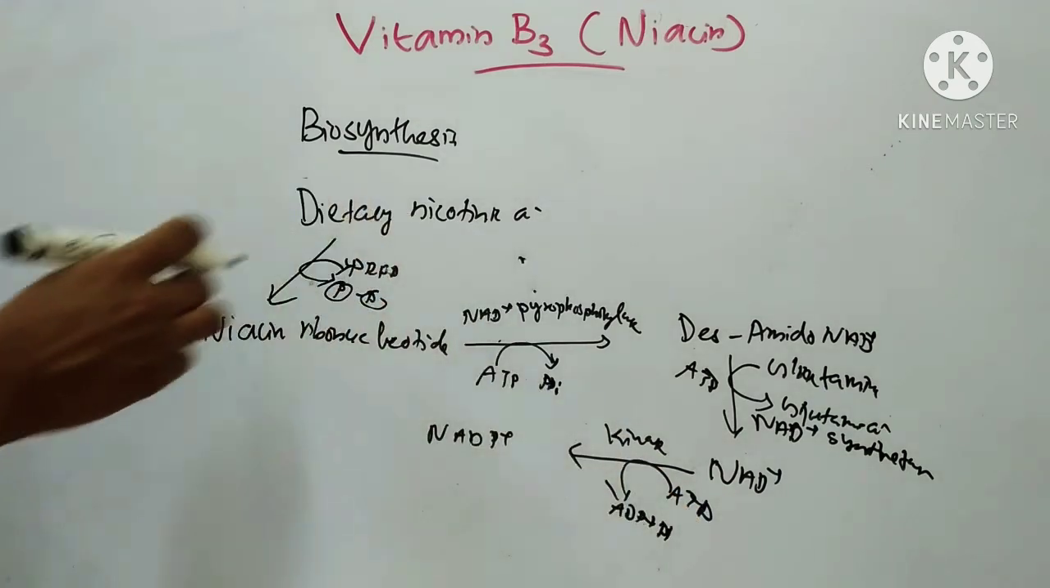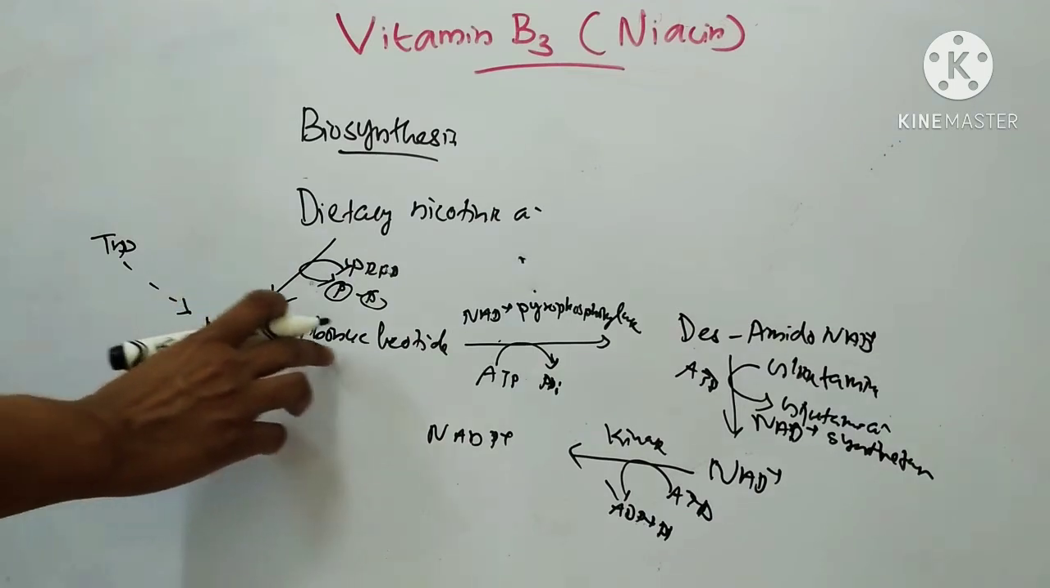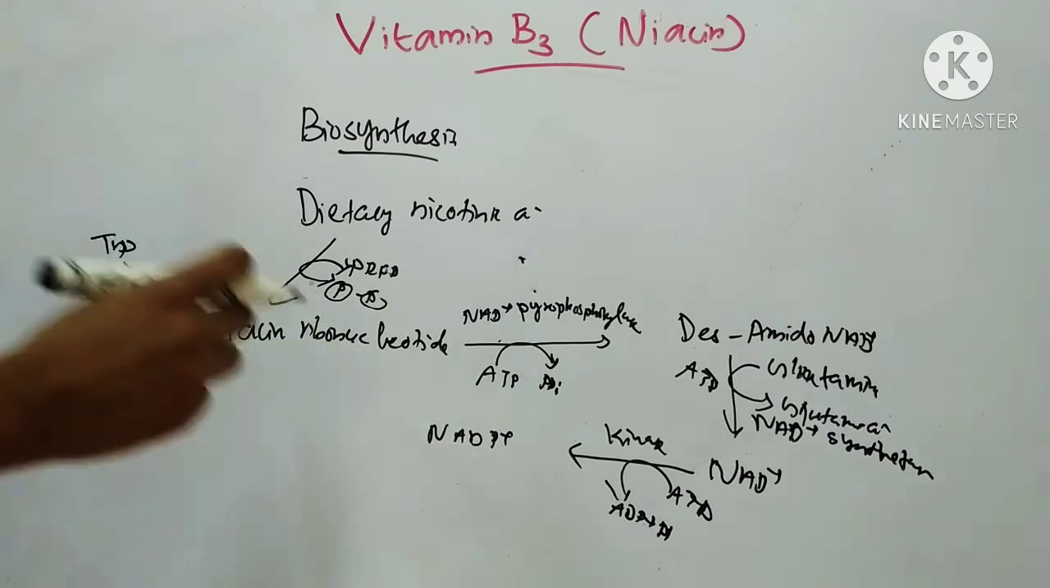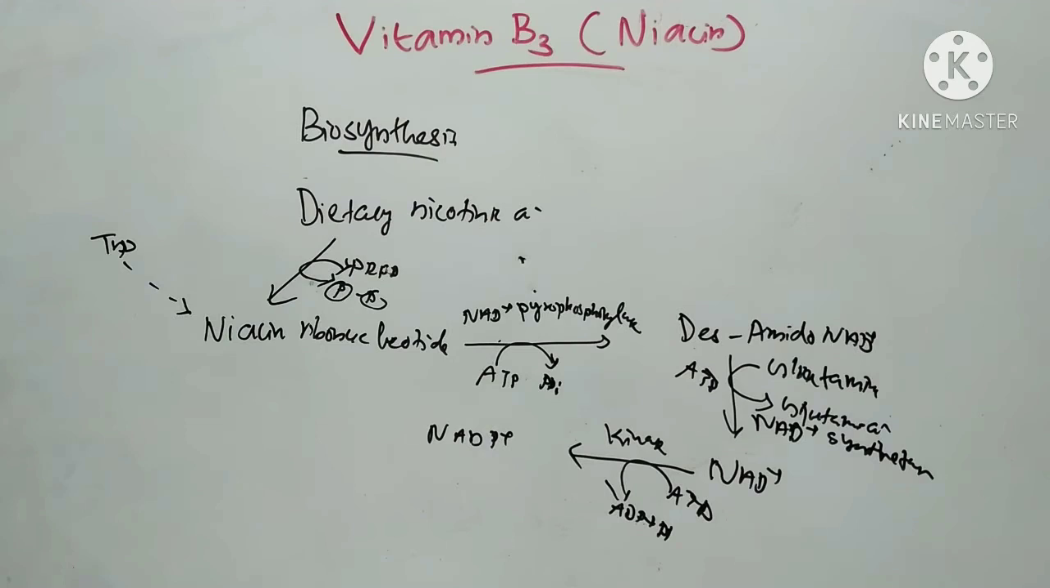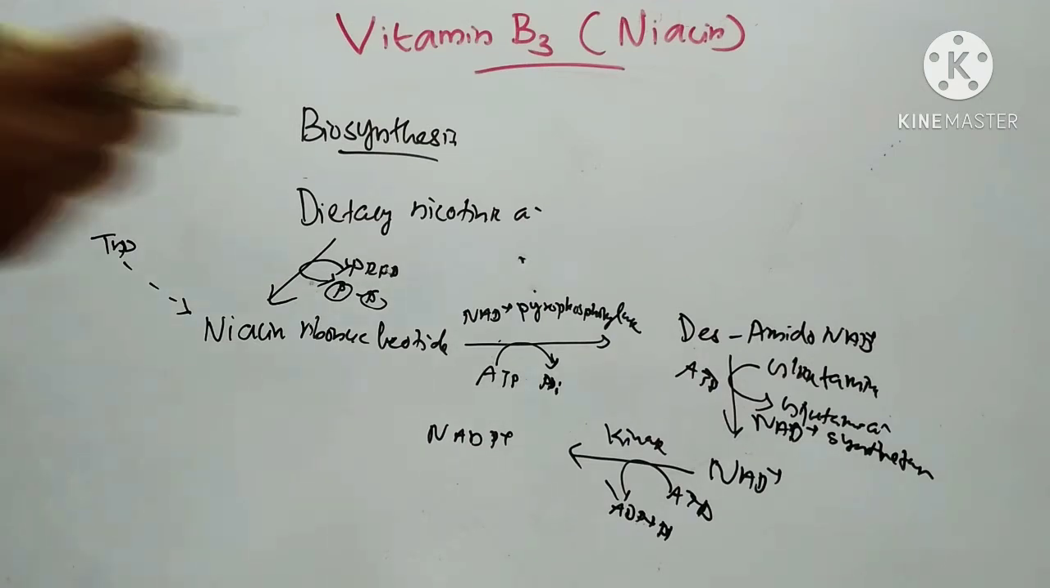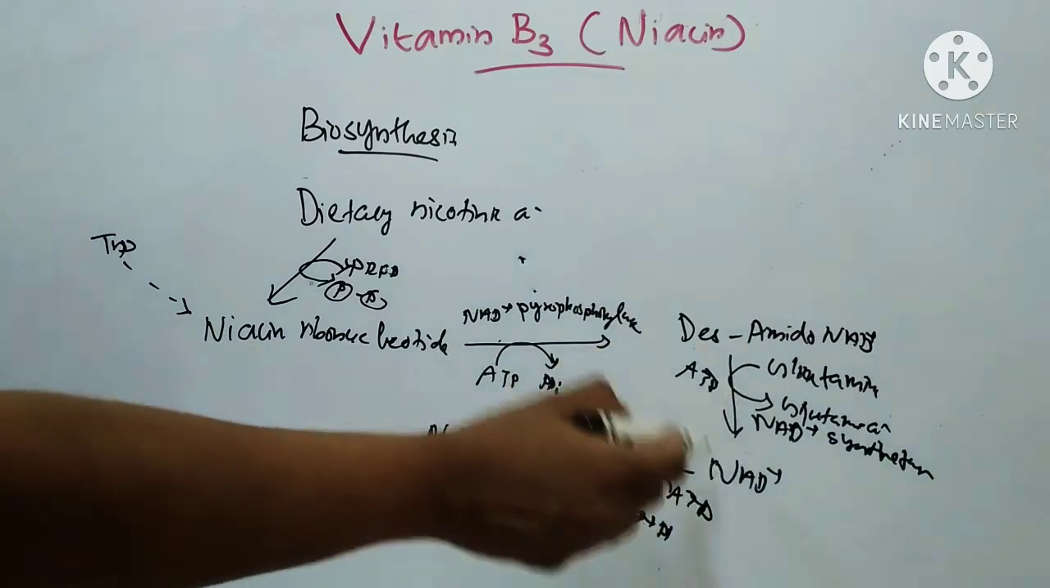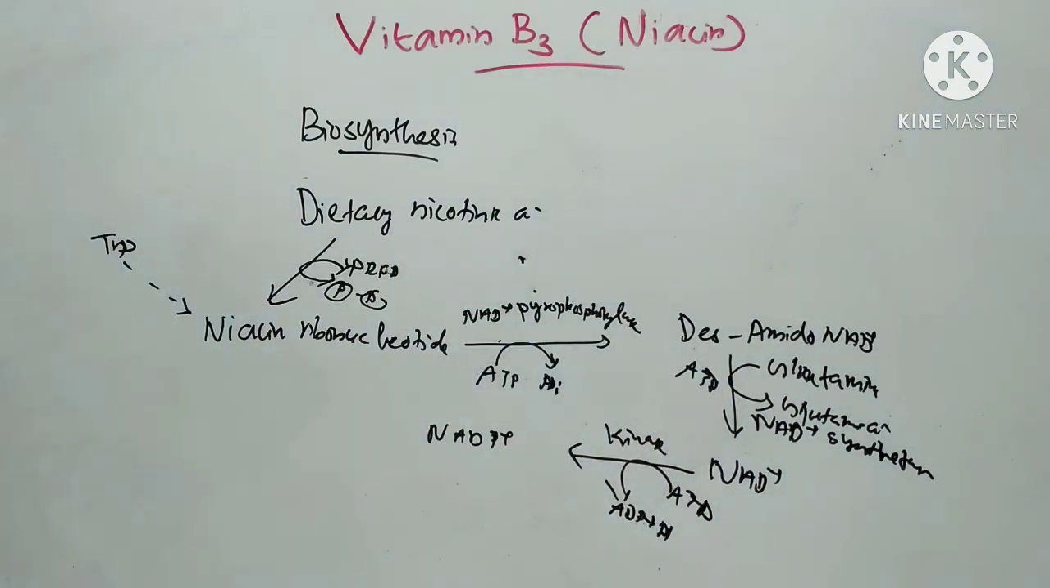From dietary nicotinic acid and tryptophan, niacin ribonucleotide is formed. Then by the enzyme NAD plus pyrophosphorylase, it is converted to desamido NAD plus. Then by the enzyme NAD plus synthetase, by utilizing 1 glutamine, which is converted to glutamic acid, this desamido NAD plus is converted to NAD plus. Then by the action of the enzyme kinase, NAD plus is converted to NADP plus. This is the biosynthesis of NAD plus and NADP plus.